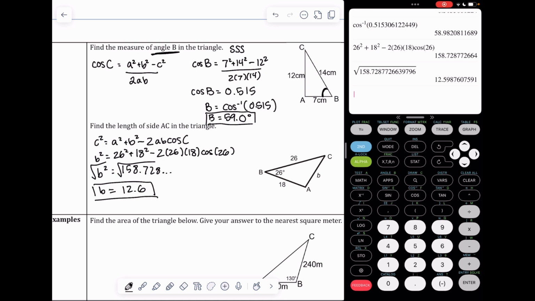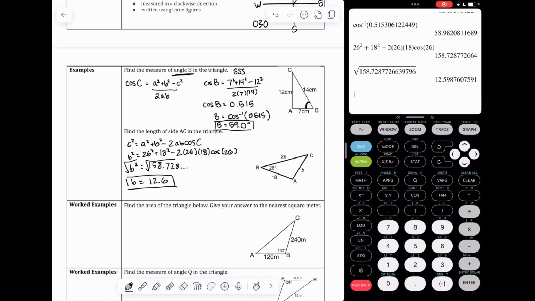All right, so if we zoom back out to see what we just did, both of these were examples of the cosine rule. This top one was a side example, and this one was a side angle side example.